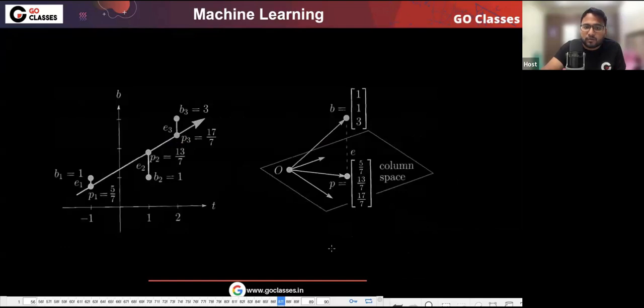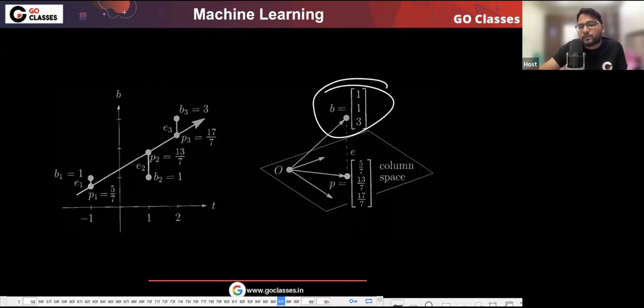Okay, so that's all. Basically, in this picture, I just wanted to show that we get the projection P, right? So this is the b. We cannot get b directly. This is b1 equal to 1, b2 equal to 1, b3 equal to 3. Instead of this b, or this 1 1 3, we are basically getting the projection which is, let's suppose, 5 by 7, 13 by 7 and 17 by 7. So instead of getting this b, we will be getting this projection p.